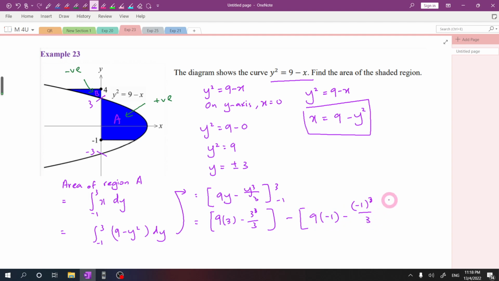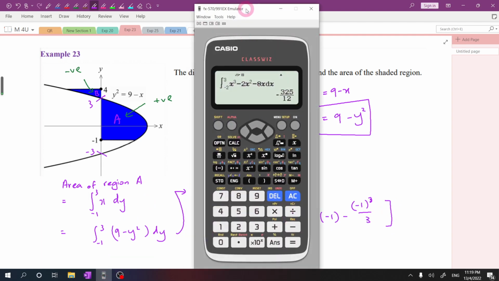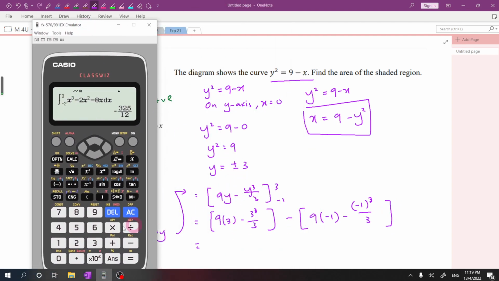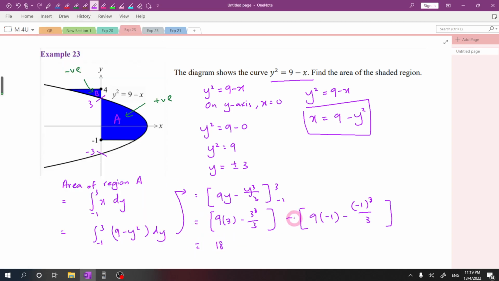Oh, yes, correct. So actually, if you want to use a calculator to help you for this part, you can just key in this function, 9, but you don't have to key in y, you just key in x, minus x power 3 over 3. Now we want to calculate when we substitute y with 3. Just press calculate, then key in 3, press equal. Again, you get 18. Here you get 18. Copy the negative.